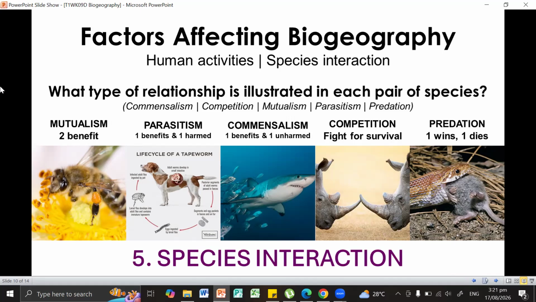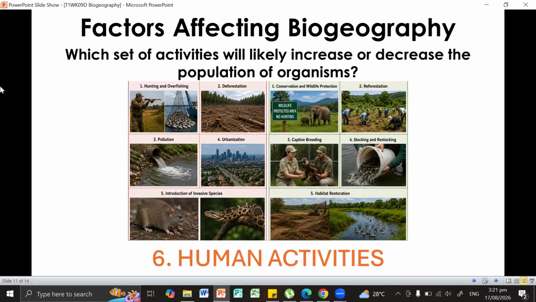Okay? Of course, the sixth factor is human activities. So which set of activities will likely increase or decrease the population of organisms? On the left side, you have hunting and overfishing, deforestation, pollution, urbanization, and introduction of invasive species. At the right side, you have conservation of wildlife protection, reforestation, captive breeding, stocking and restocking, and habitat restoration. The set of activities that will likely increase the population of organisms are the ones on the right, while the ones that will likely decrease the population are the ones on the left.